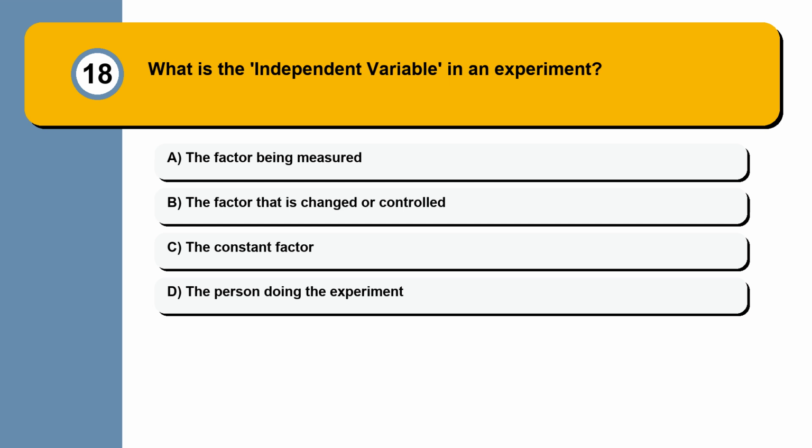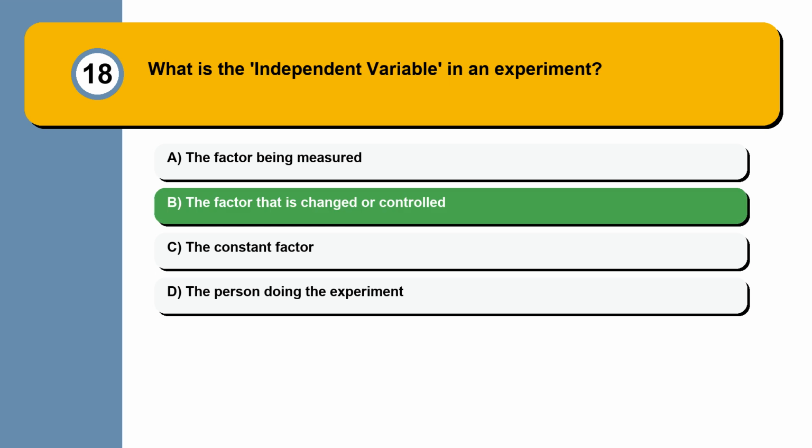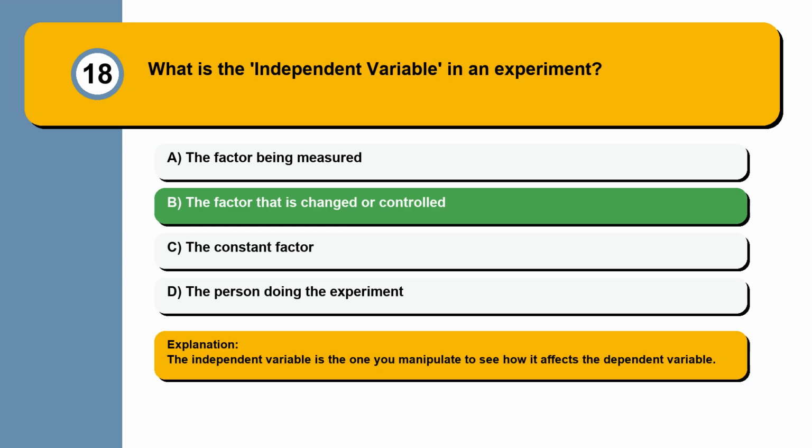Question 18. What is the independent variable in an experiment? The factor being measured, the factor that is changed or controlled, the constant factor, the person doing the experiment. The independent variable is the one you manipulate to see how it affects the dependent variable.